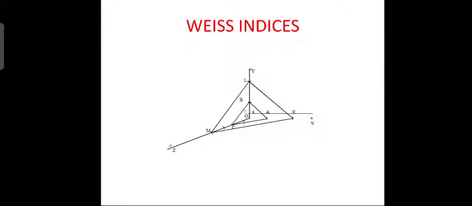Okay. Next slide. Now, the representation of Weiss indices: you can see the small triangle here, intersection along the x, y and z axes, and a similar intersection with a bigger triangle, at equal distance along the x axis, y axis and z axis.